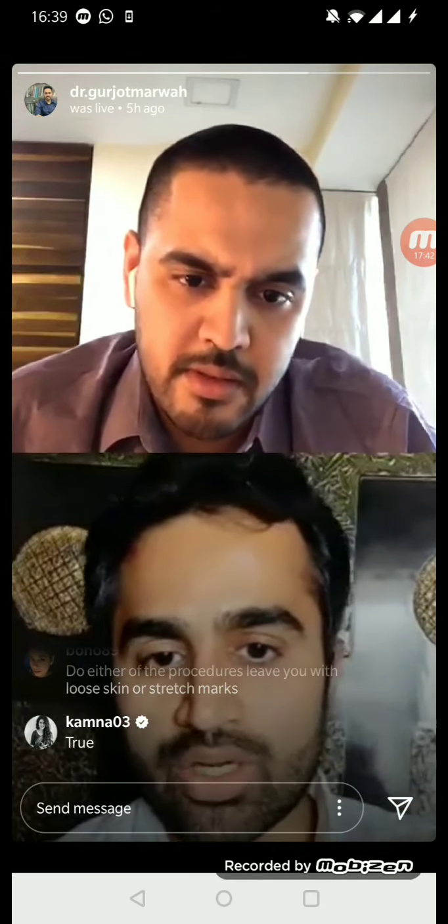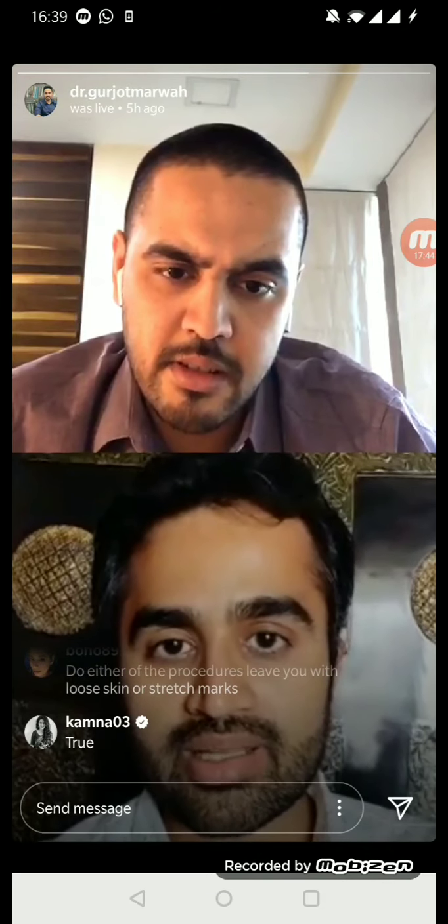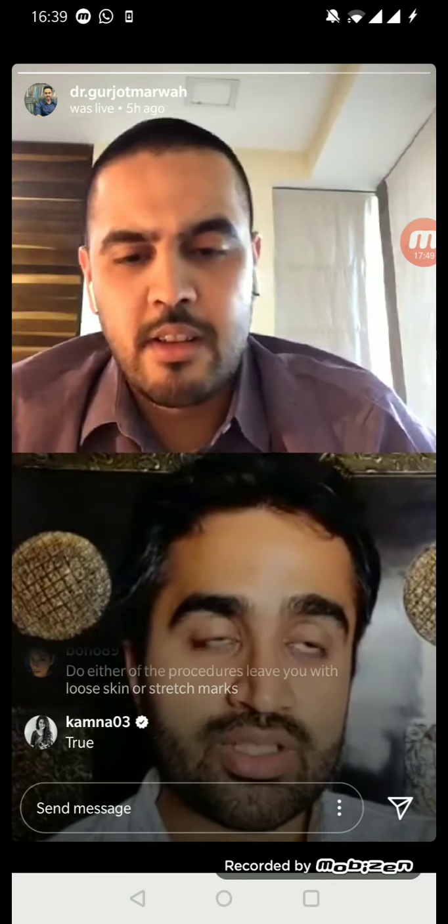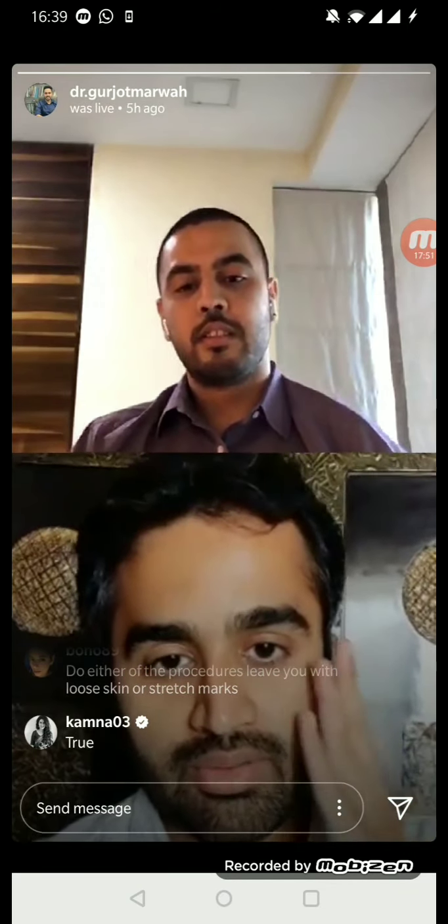Or the lips. I don't like putting fat in the lips. I feel fillers are better than fat in the lips. So they both have their pros and cons. What is the next part of it? The next part was the sagging.